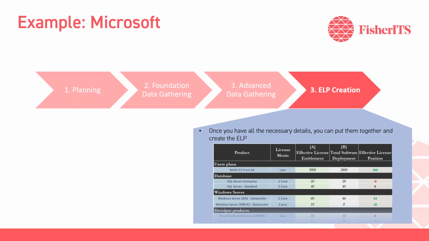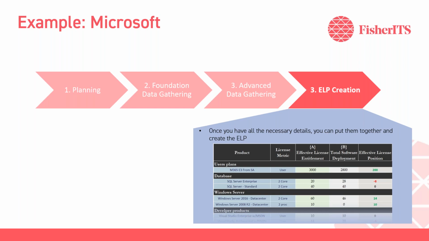As we see in an example here, you've got your product on the left. You then get a column with what software you're allowed to use, your entitlement, and your deployment, so what you're actually using. You can just deduct the second from the first, and then you get to that position where, again, every positive number is a potential opportunity, you might save some money.